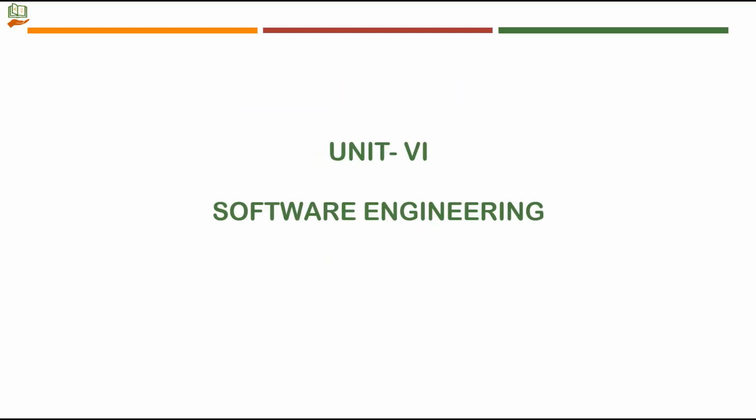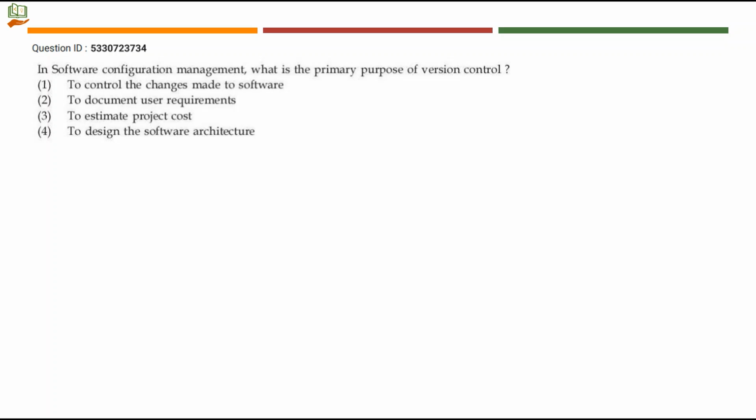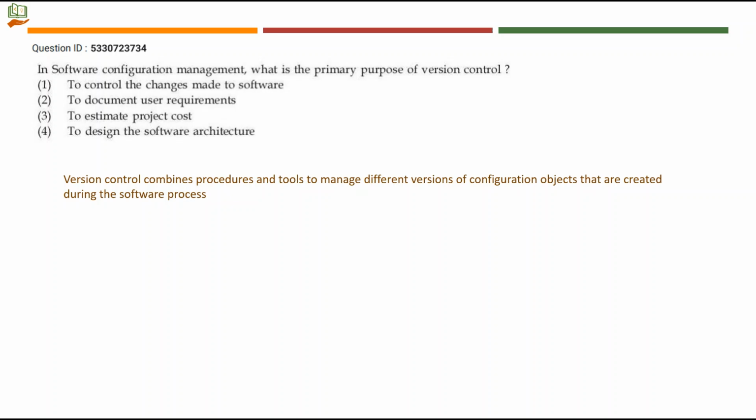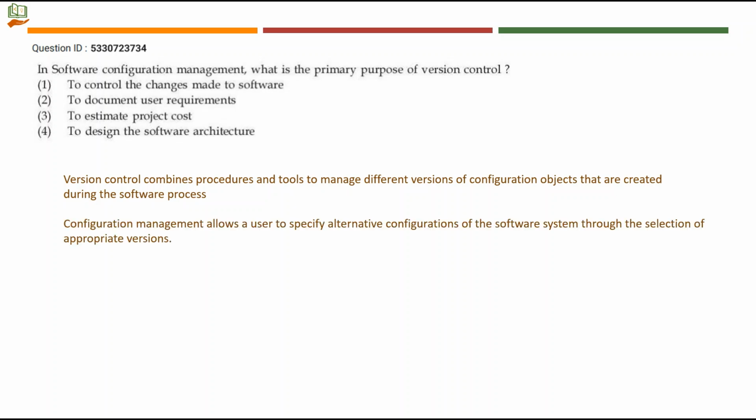Let's solve Unit 6 Software Engineering questions. In software configuration management, what is the primary purpose of version control? What is actually version control? This combines procedures and tools to manage different versions of configuration objects that are created during the software process. Configuration management allows the user to specify alternate configurations of the software system through the selection of appropriate versions.